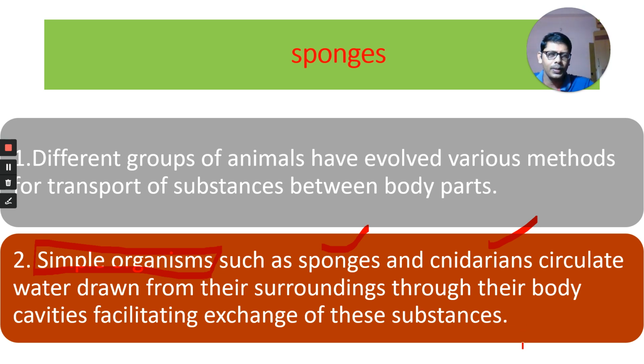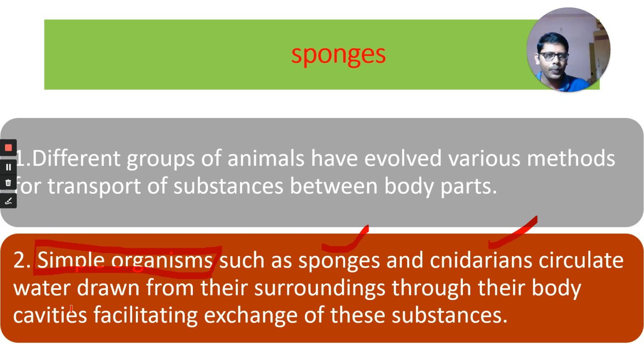These two phyla especially, as they are in water, always take water into their body. In that water there is food and oxygen, and they utilize that oxygen and food. The waste material goes out of the body along with the water, and along with that water, nitrogenous waste material and other waste material, carbon dioxide, are taken out of the body. That means here there is no blood, no lymph, but water helps in transportation. Simple organisms such as sponges and cnidarians circulate water drawn from their surroundings through their body cavities.